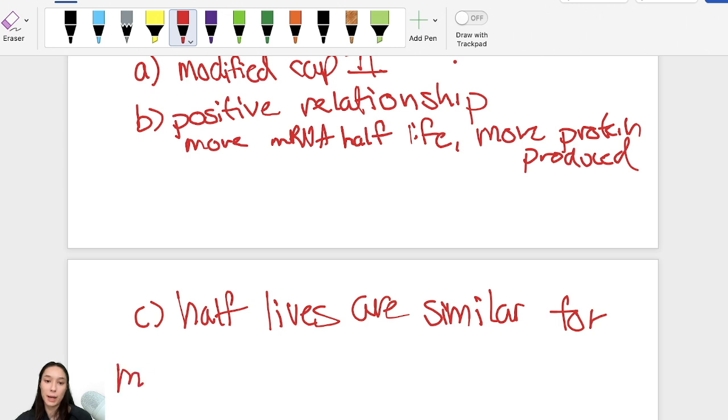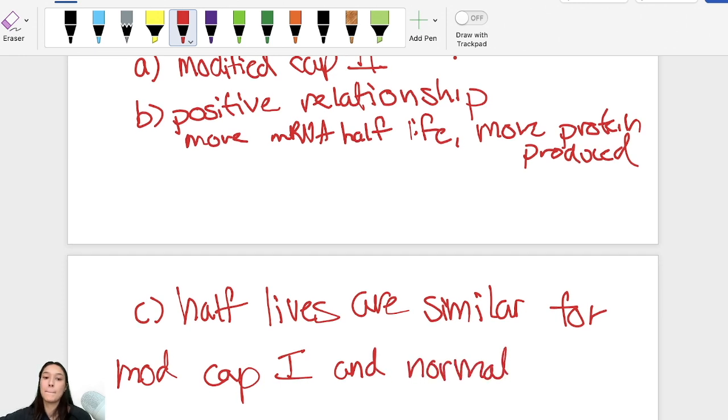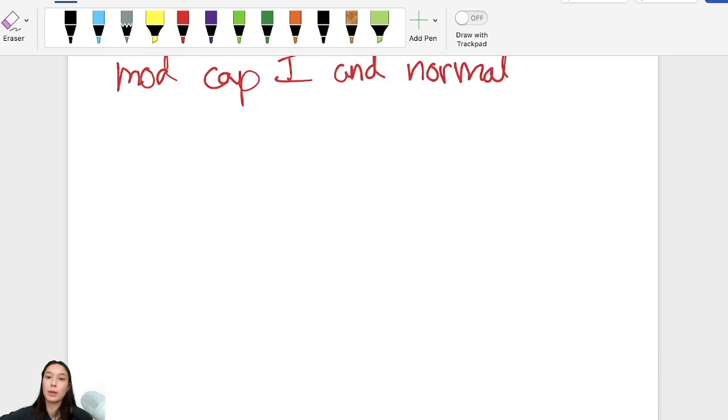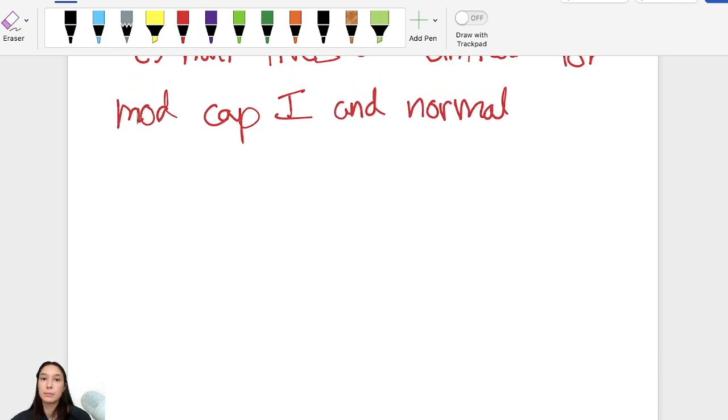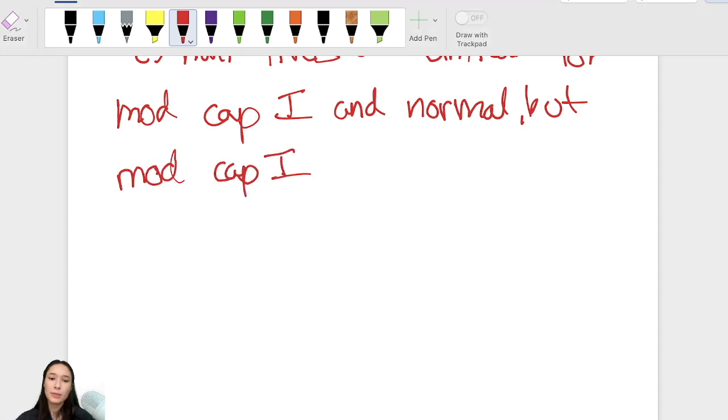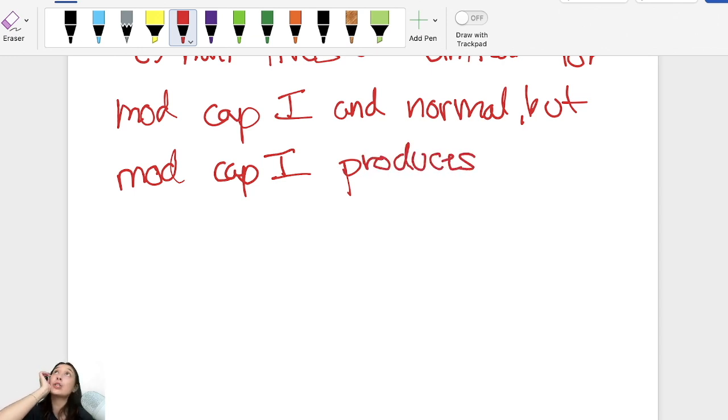For modified Cap1 and normal, I would say modified Cap1 produces like 4 times as much protein. Another thing is they start with the same amount of mRNA, which is important.